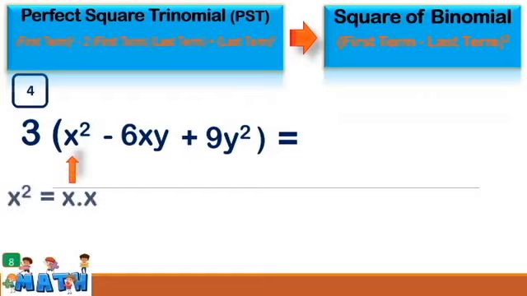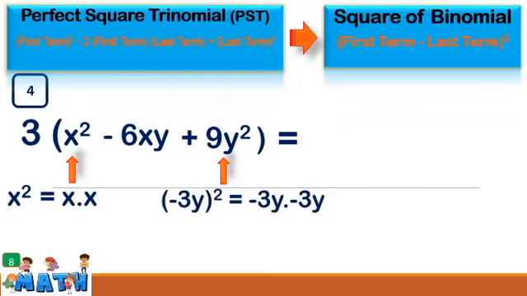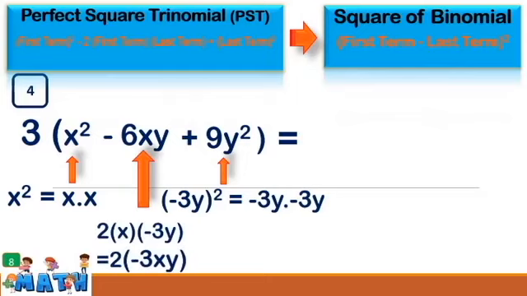x squared, and 9y squared can be written as the quantity negative 3y squared or negative 3y times negative 3y, since the middle term is negative. And checking for the middle term, so we have x times negative 3y is negative 3xy times 2 is negative 6xy. So we have a perfect square trinomial.